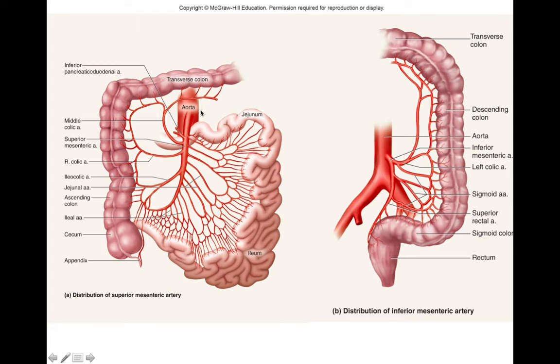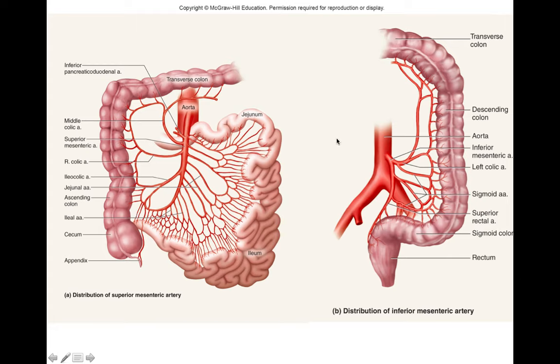Here is a great picture showing the difference between the superior and inferior mesenteric arteries. This is a picture showing the distribution of the superior mesenteric artery. You can see it serves the small intestine as it continues to branch over here, and then it also serves a pretty good portion of the large intestine along the ascending and transverse colon.